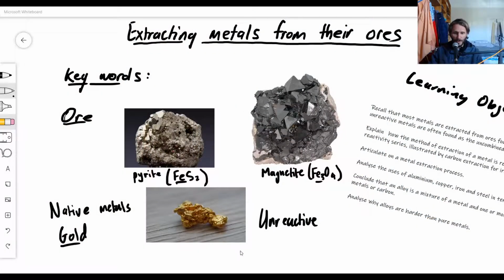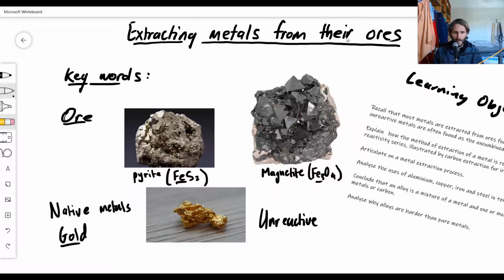We're going to go find out how we do this in chemistry. So let's get straight into it. All right, so here's your topic. It's called extracting metals like iron, but we can also talk about other metals like aluminium and zinc from ore.